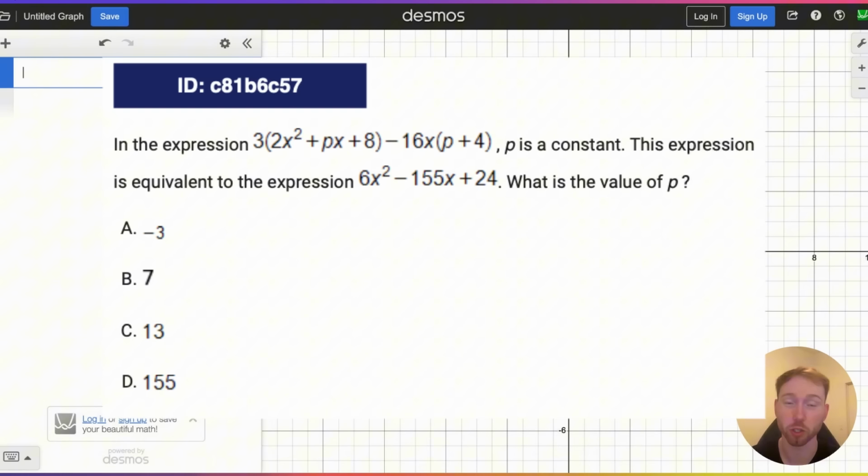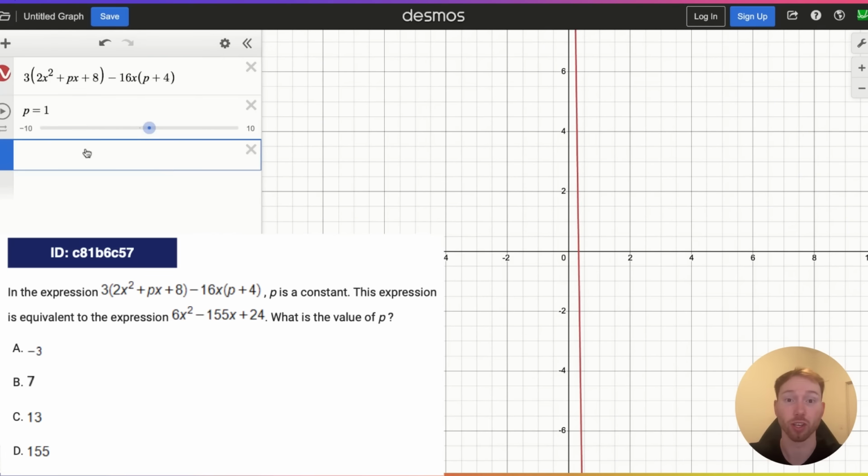The algebra is much more complex, but once again, it's still an equivalent expression, so I know that these two equations are the same equation, just rewritten. So if I were to plug them into Desmos, what I'm going to do is move p around until they're the same exact line graphed. Let me show you. Let's plug in the first equation and plug in the second equation.